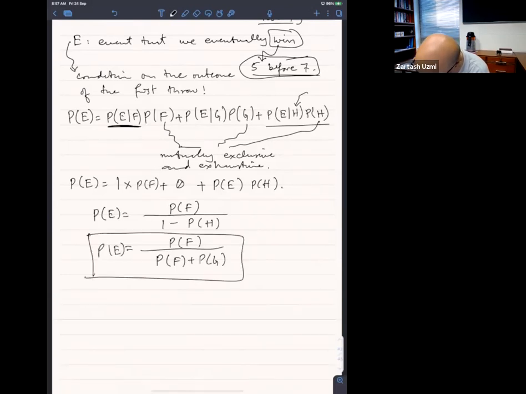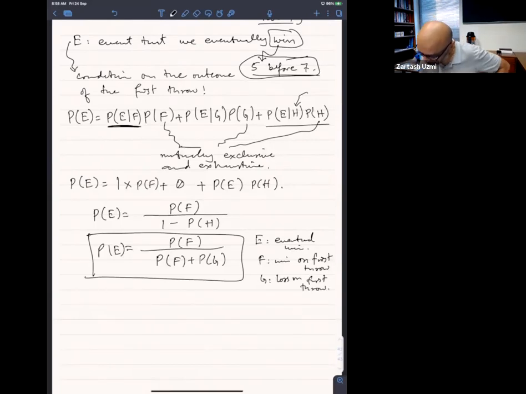Remember, E is the eventual win, and F is the win on the first throw, and G is the loss on the first throw.